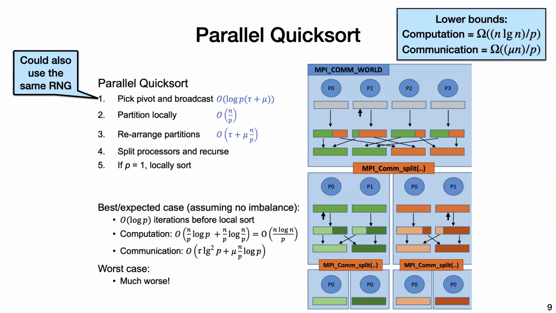You can get rid of this if you use the same random number generator on every processor. The pivot doesn't have to be something that's actually in the dataset. So if every processor runs the same generator, then you can get rid of the broadcast. But you can't get rid of this data exchange, because once you pick the pivot, you still have to put the smaller stuff in the left and the bigger stuff in the right.